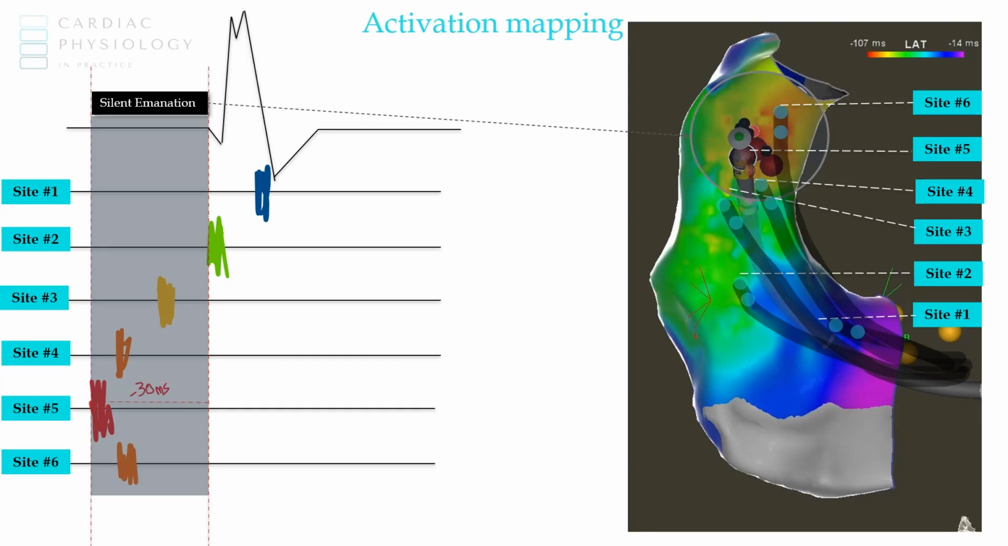This is a graphic showing what activation mapping looks like. So placing your ablation catheter, let's say it's site 1. So site 1 is this site here. So this is the ablation catheter, and you will detect an EGM. If the tachycardia is originating from up here, you'll detect an EGM that is occurring within the QRS onset.